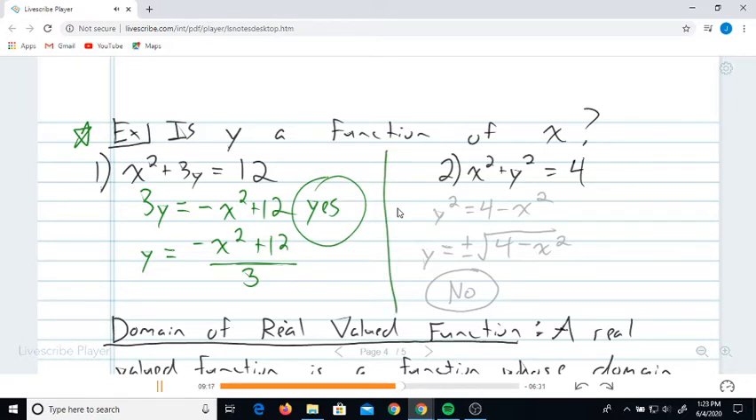Now let's look at this. Let's get y by itself for number 2. So I'll begin by subtracting x squared from both sides. Now remember a square root property. If you square root both sides, you need to have a plus or minus. That plus or minus symbol immediately means that we do not have a function, because if I input a number for x, I'm going to get two different y values. Suppose I plug in 0 for x. Well, if I input 0 for x, I'm going to get an output of plus or minus 2. So that one input is getting me two separate outputs. That's not a function.